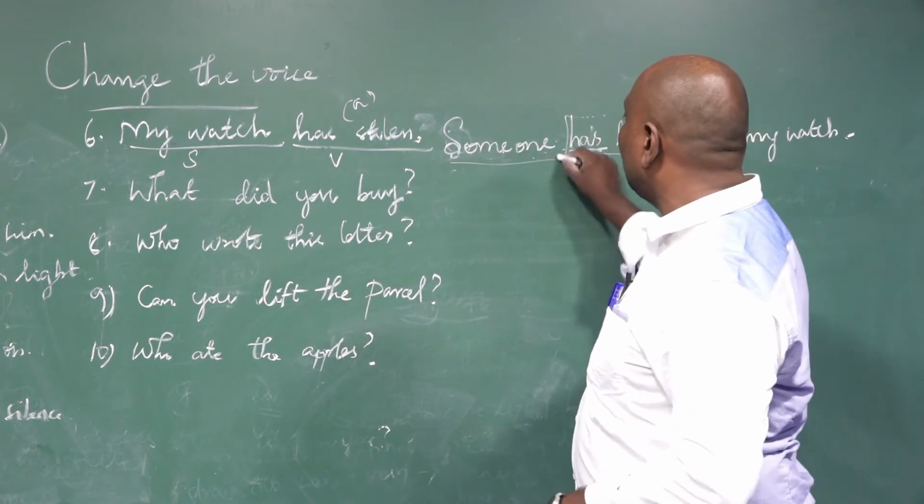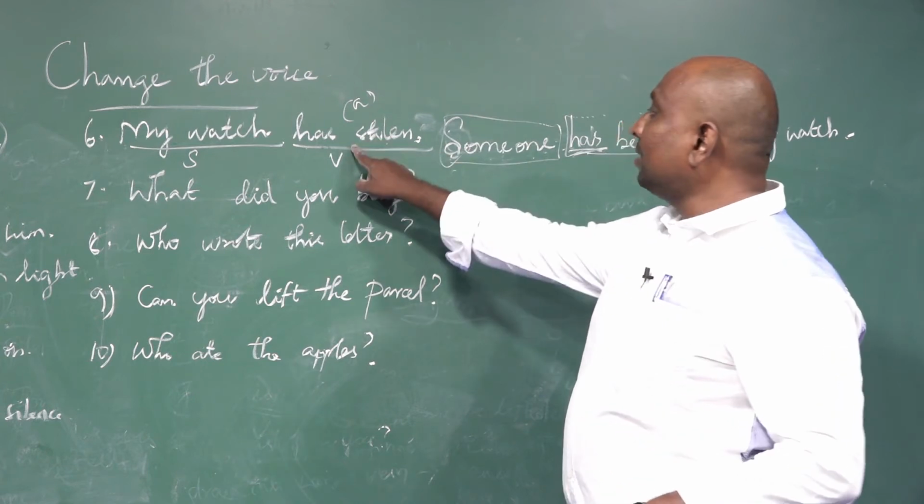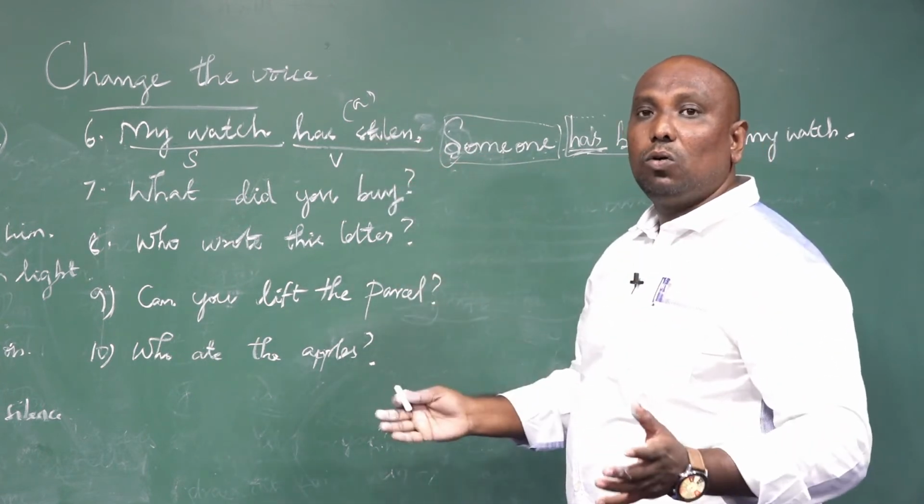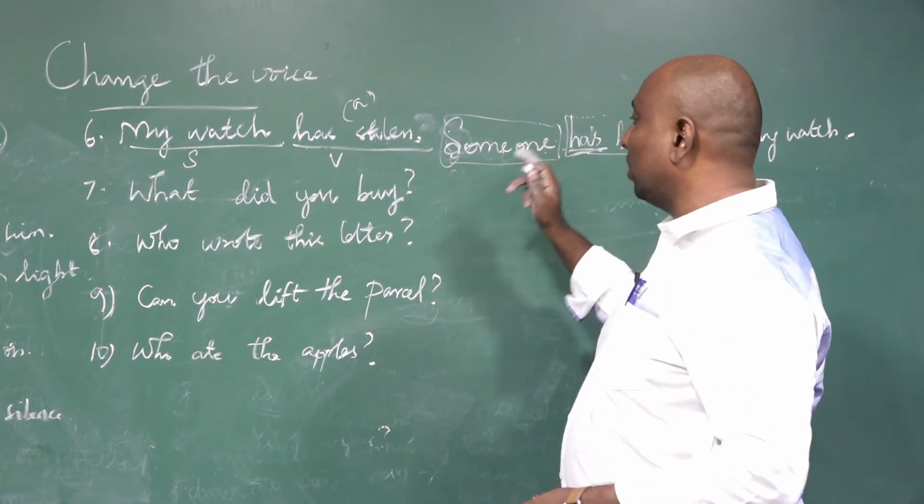Why do we use someone? You should understand, because the doer of the action is unknown. Who did that action is unknown. So we have to go with someone.